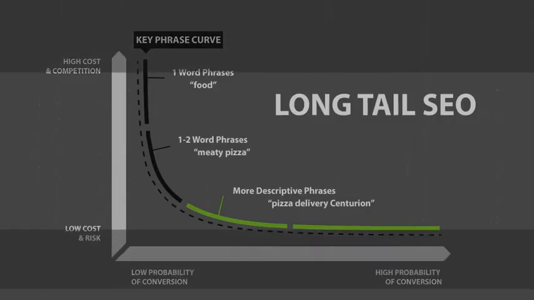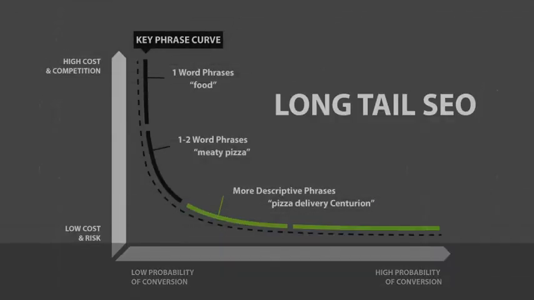If you type the word food into the search, you'll find yourself searching in the long neck of search phrases. To narrow your search, you type in pizza, or even narrower, meaty pizza. At this stage, you are approaching the long tail. More specific search produces fewer results but increases precision. By searching the phrase pizza delivery centurion, you are using long tail keywords and most likely getting the result you need. Pizza delivery centurion would be found at the far end of the long tail.